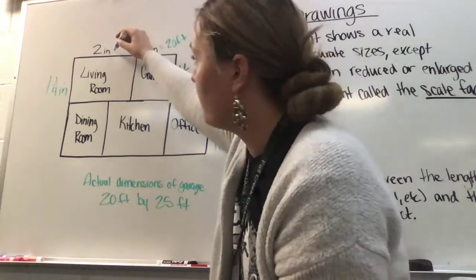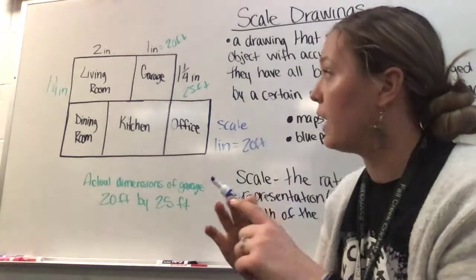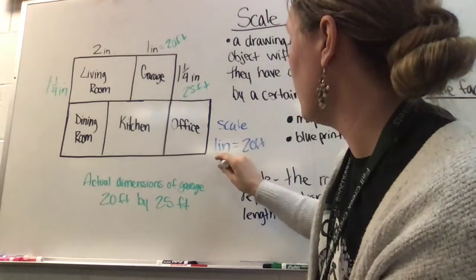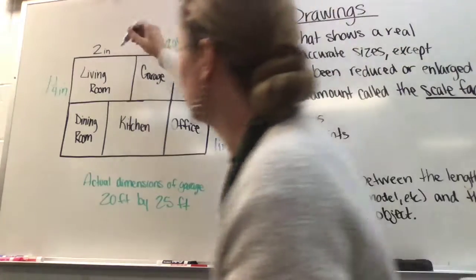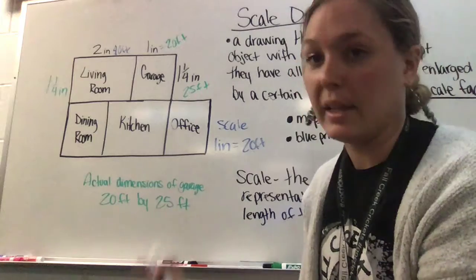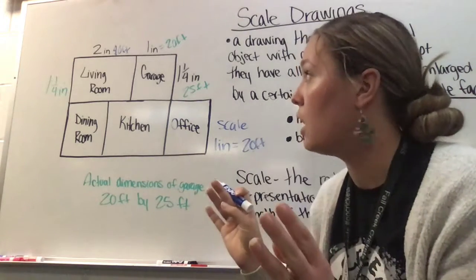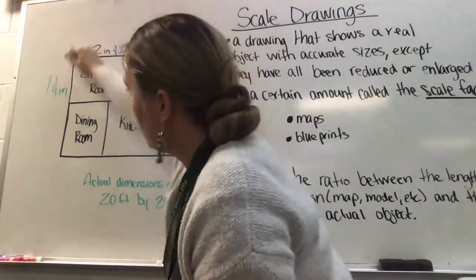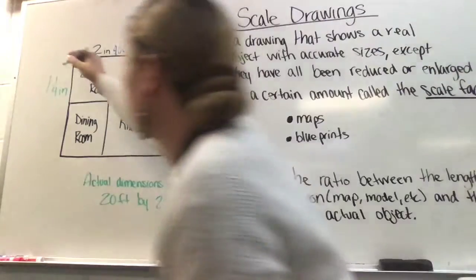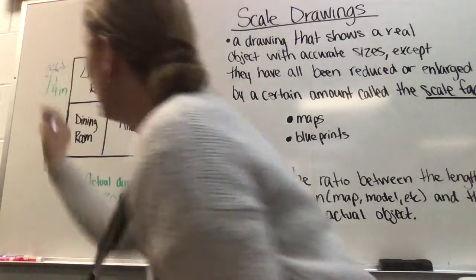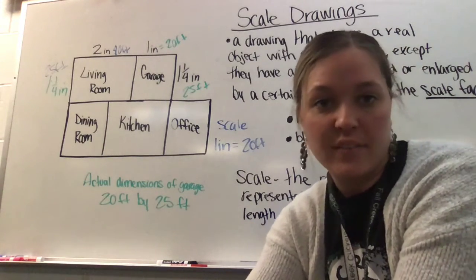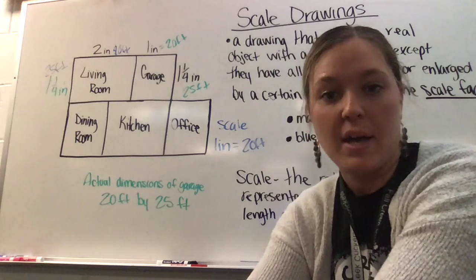So how many feet would our length of our living room be in real life? So we would have to take, if 1 inch equals 20 feet, then 2 inches equals 40 feet. So we know that length on our living room is going to be 40 feet long. And then what about this right here? Okay. Well, that's the same as our garage. So that's going to be 25 feet. So what we did is we looked at our scale drawing and we figured out the actual dimensions that our living room is going to be, which is 40 feet by 25 feet.